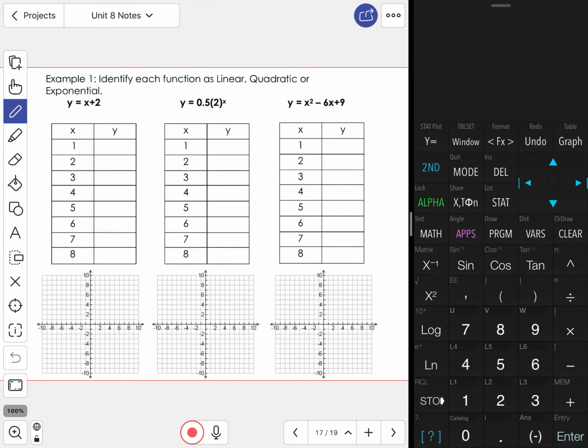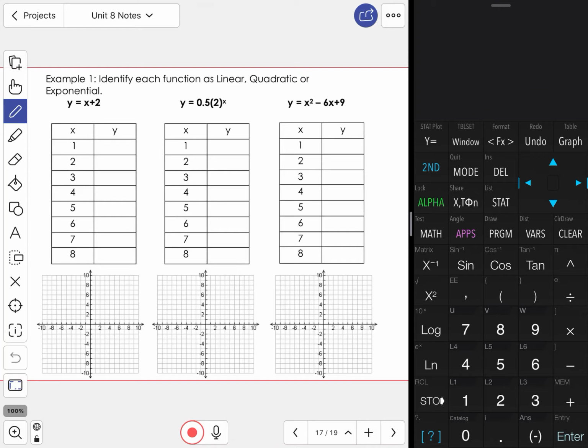Okay, looking at 8.4 notes, we are going to be talking about three different types of equations: linear, quadratic, and exponential, and determining which type we have depending on what they give us. So with this first one, they're giving us the equation, so it might be helpful to type it into your calculator.